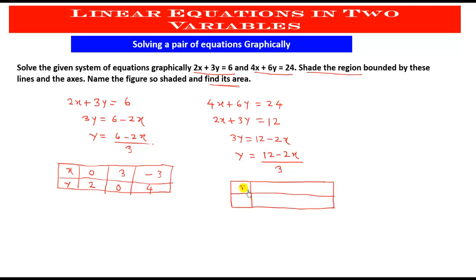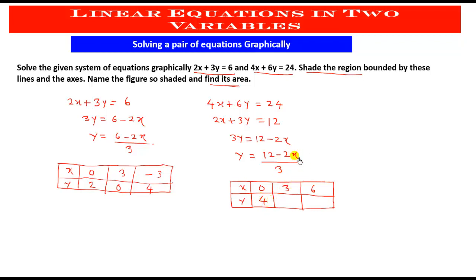So here x and y. So let us assume the values of x be 0, 3 and 6. So if you put the value of x as 0, it will be 2 zeros are 0. So 12 minus 0 will be 12, and 12 upon 3, that will be 3 4s are 12. So the corresponding value of y will be 4.